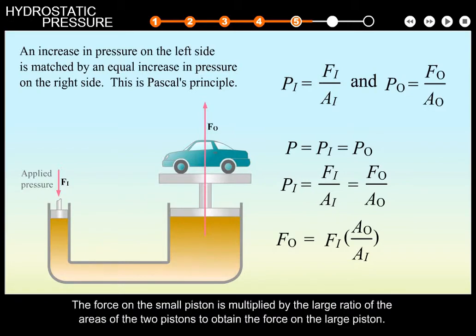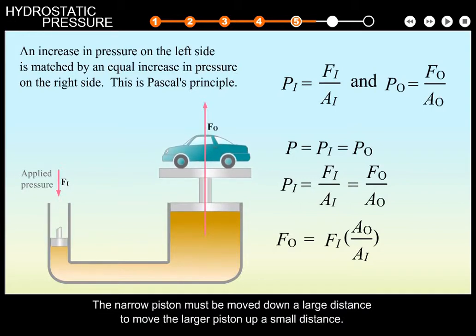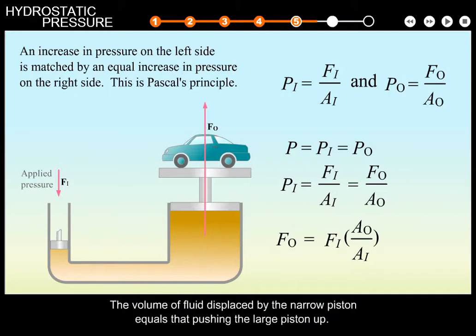The force on the small piston is multiplied by the large ratio of the areas of the two pistons to obtain the force on the large piston. The narrow piston must be moved down a large distance to move the larger piston up a small distance. The volume of fluid displaced by the narrow piston equals that pushing the large piston up.